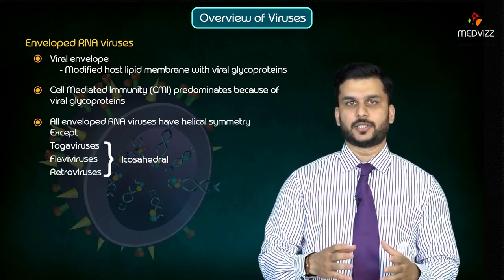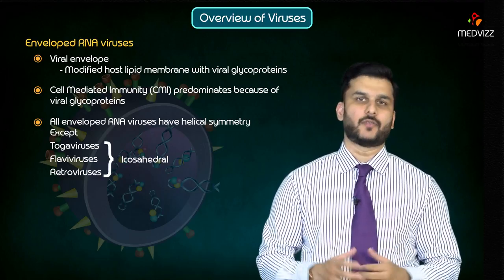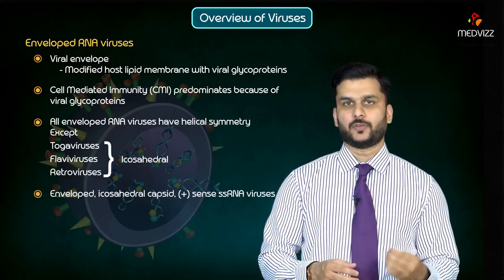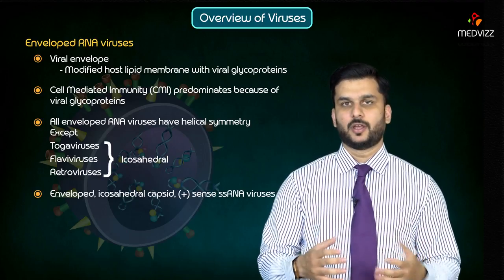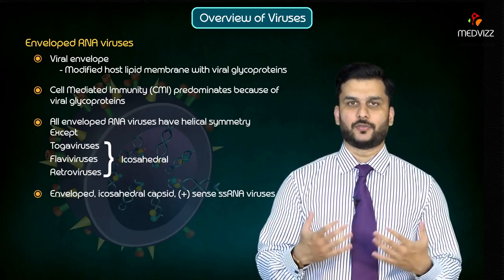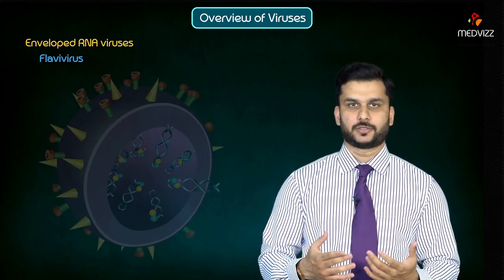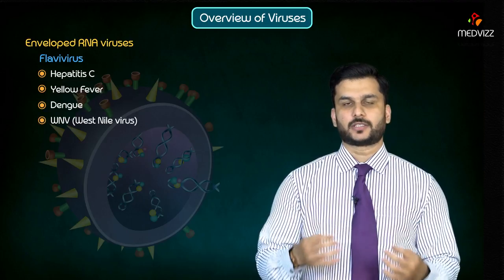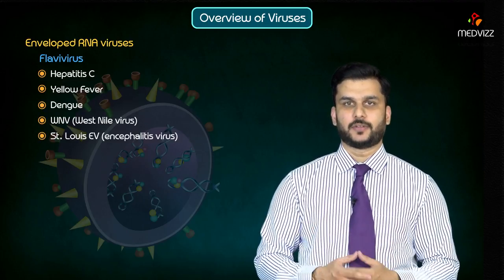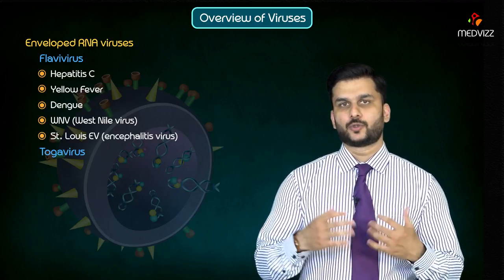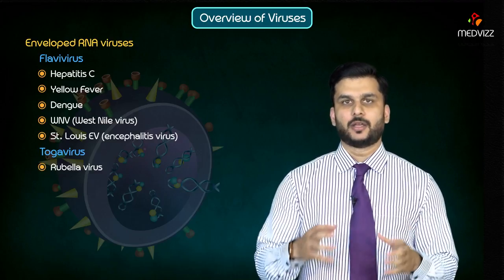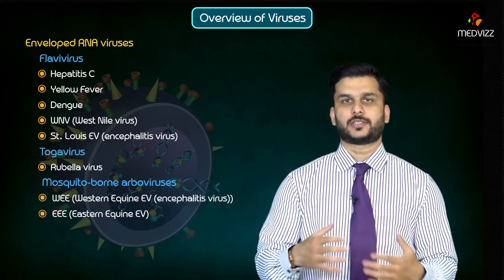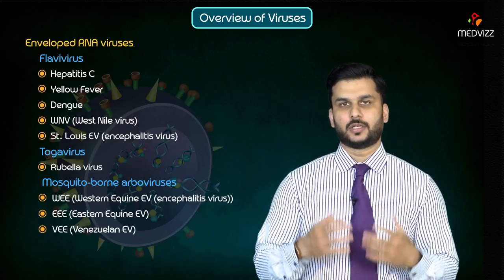All enveloped RNA viruses have helical symmetry except the togaviruses, the flaviviruses, and the retroviruses, which are icosahedral. Enveloped viruses with icosahedral capsid are positive sense, single-stranded RNA viruses. Examples include the flavivirus: hepatitis C virus, yellow fever virus, dengue virus, West Nile virus, St. Louis encephalitis virus. Togavirus includes the rubella virus and mosquito-borne arboviruses: Western equine encephalitis virus, Eastern equine encephalitis virus, Venezuelan equine encephalitis virus.